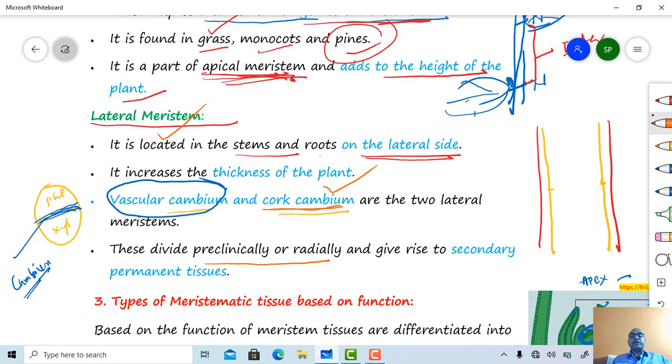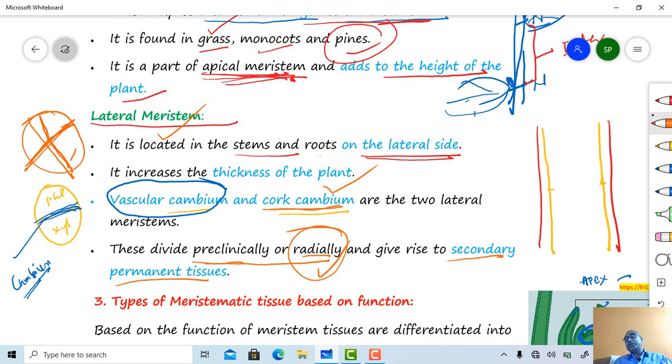These lateral meristem cells divide periclinally and anticlinally. Parallel to the periphery means periclinally. Okay, and radially means along the radius. This one is a diameter, and half of the diameter will be the radius. So the division that takes place along the radius is called radial. So these lateral meristems divide periclinally or radially and give rise to the secondary permanent tissues.